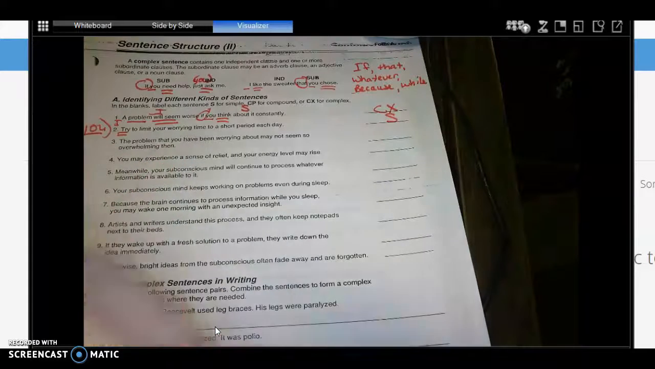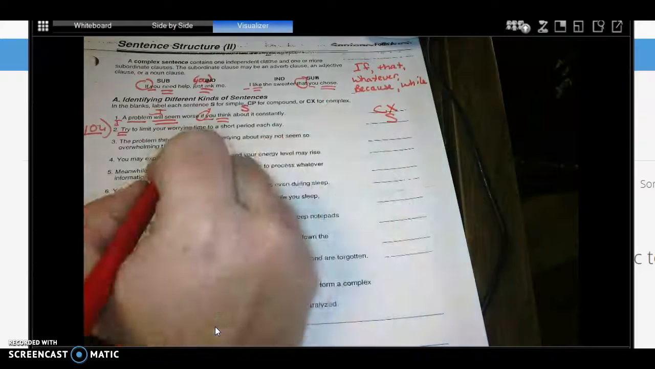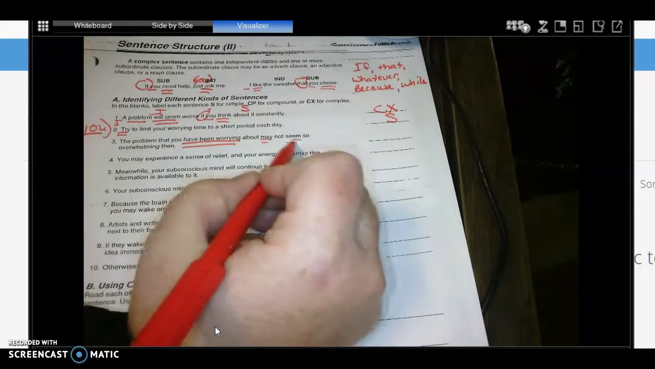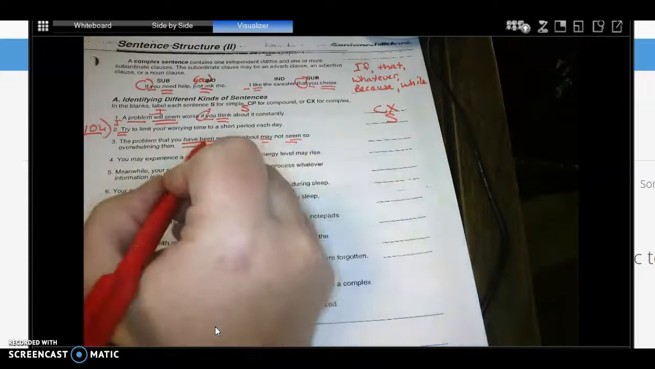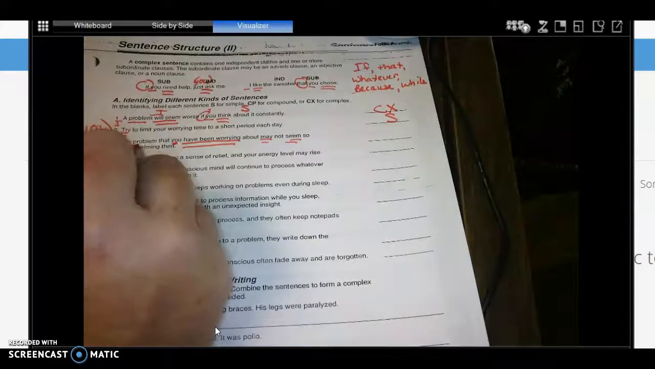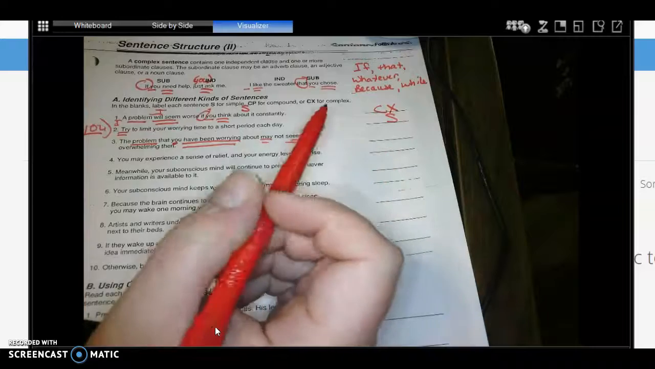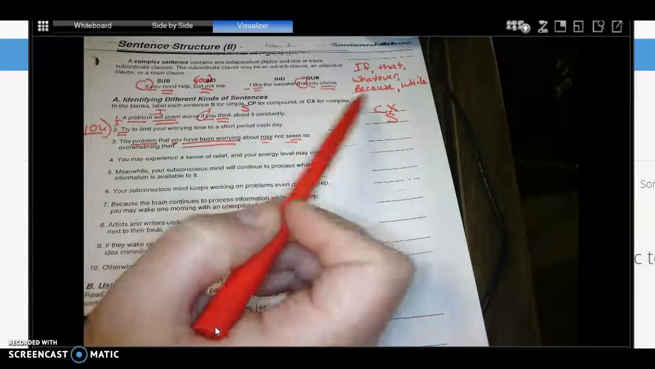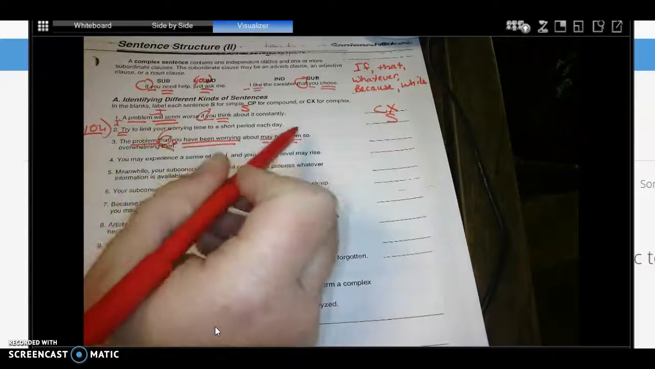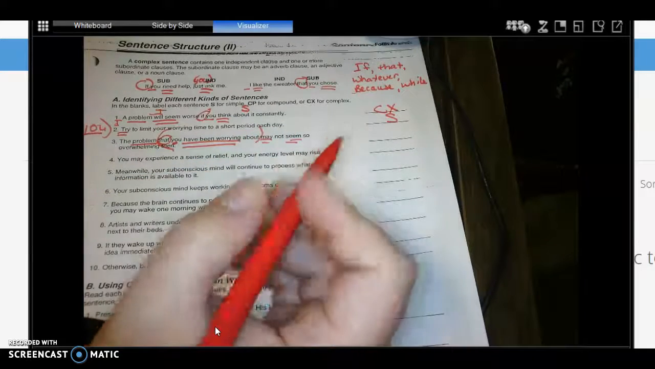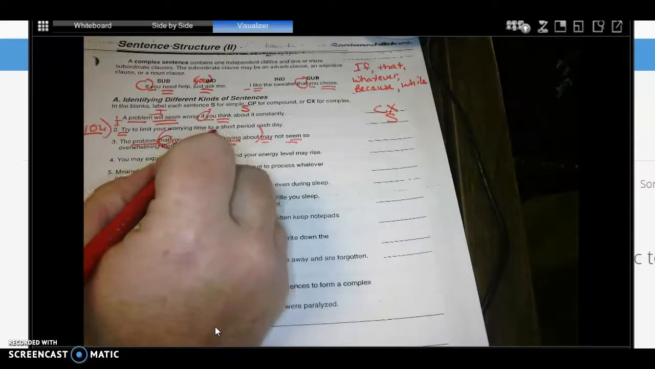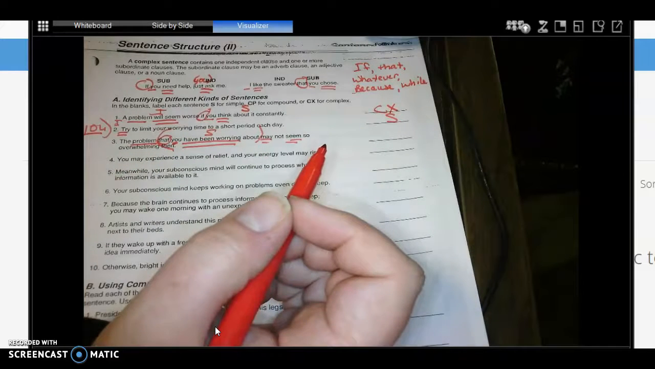All right, the problem that you've been worrying about may not seem so overwhelming then. This one, we should see that we have two verbs, have been worrying and may seem. So who has been worrying? You. And what may not seem? Problem. Now, do I have any of the clue words? If, that, whatever, because, while? Right there. So this one here, the subordinate clause is inside the other clause. That makes it harder to find sometimes, but it's very common.